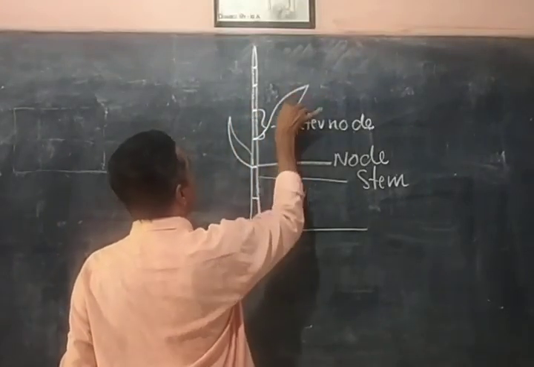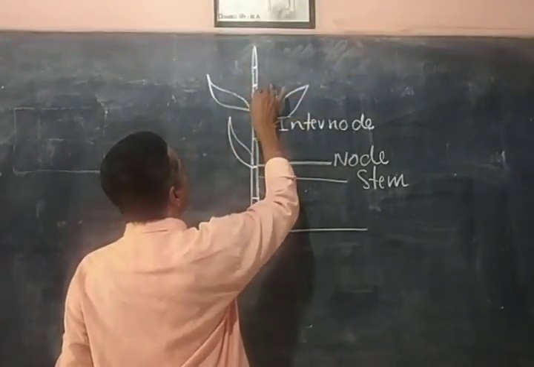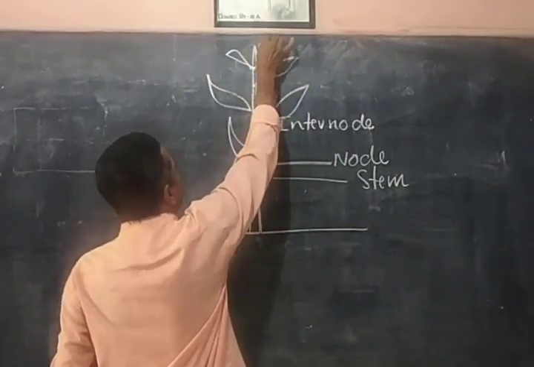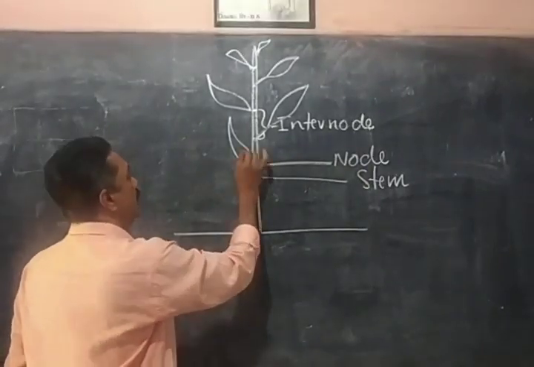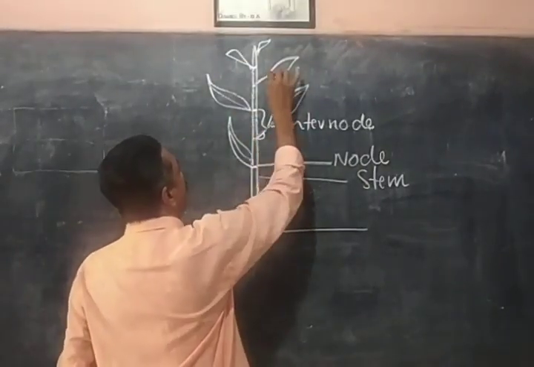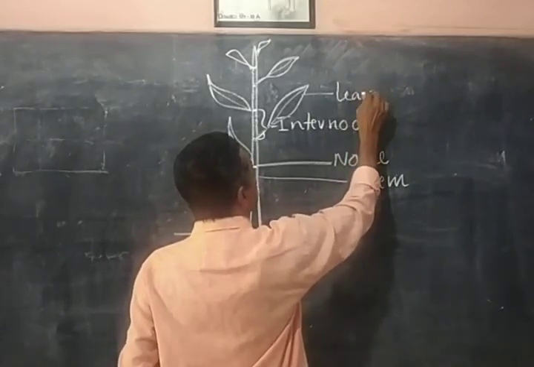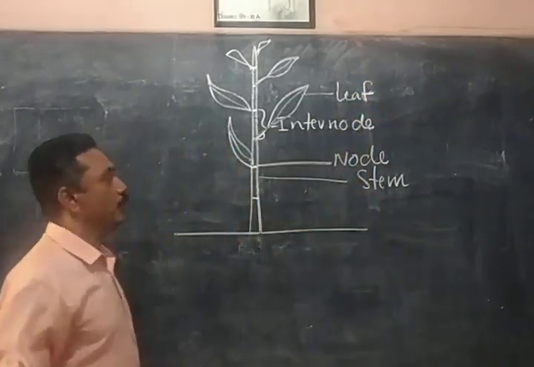See, leaves originate from the nodal region. Leaves start from node. Leaves are the photosynthetic apparatus. Leaves originate from the nodal region.